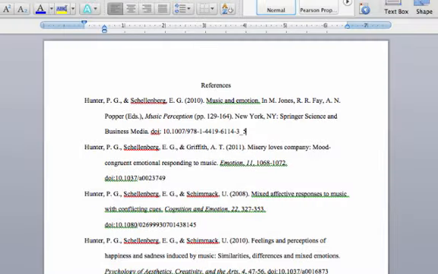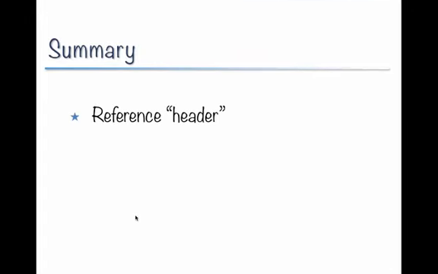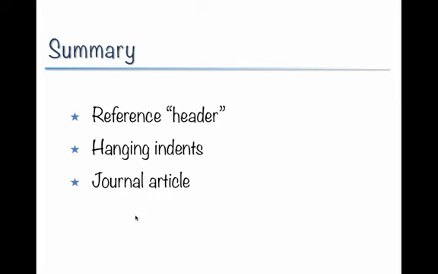Okay, there you have it. So let's review what we did. In this tutorial, we made a header for the references page, made a hanging indent for our resources, much easier than including hard returns and tabbing. And we wrote our references for journal articles as well as a book chapter. We organized our references alphabetically according to the author's last names.